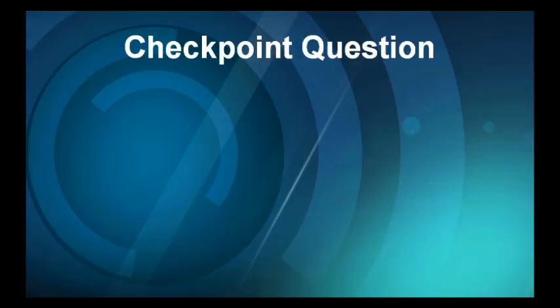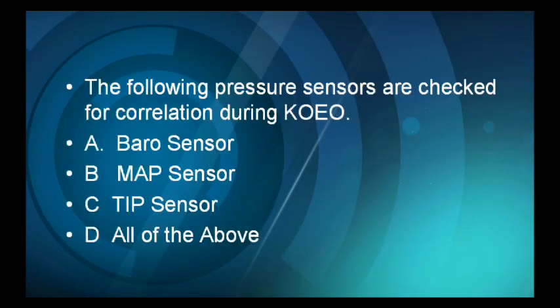We're going to go into some checkpoint questions here. The first question, the following pressure sensors are checked for correlation during key on, engine off. A, baro sensor. B, manifold absolute pressure sensor. C, turbocharger inlet pressure sensor. Or D, all of the above. We'll give you some time to answer that.